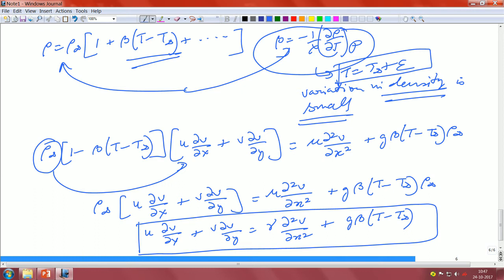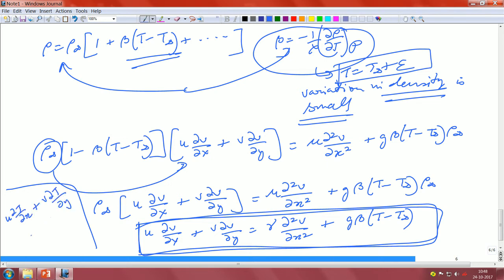And now we see that the momentum and the energy equations are intricately coupled to each other, because this has got T minus T infinity over here. And if you write the energy equation in this particular case, which is u dT/dx plus v dT/dy is equal to alpha d squared T/dy squared, that will be what it will be. Now, you have the temperature term also appearing in the momentum equation, which was not the case in your forced convection. So, this complicates things a little bit.